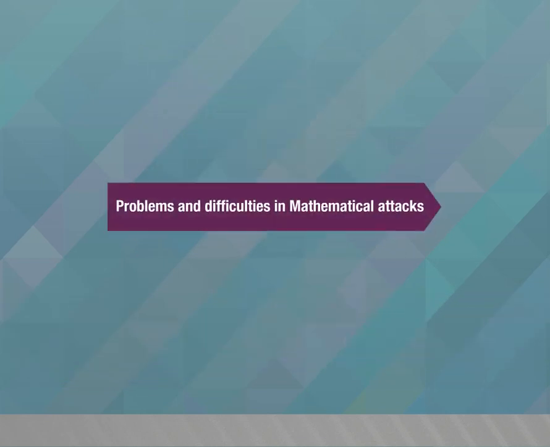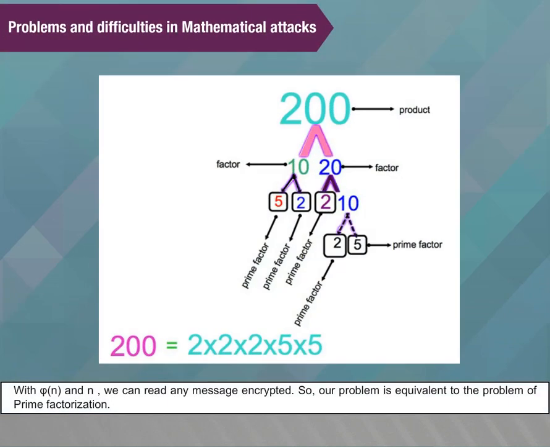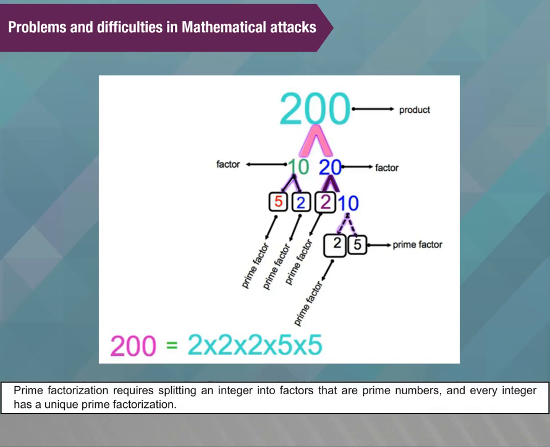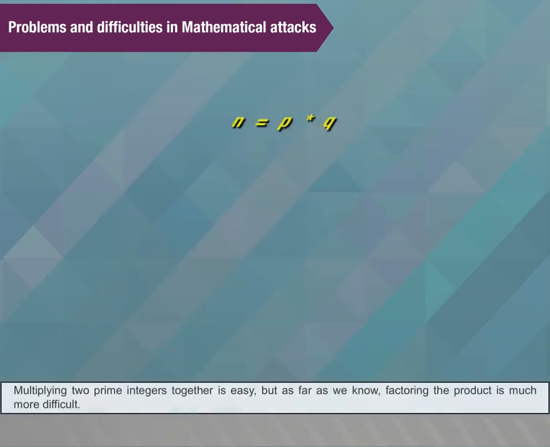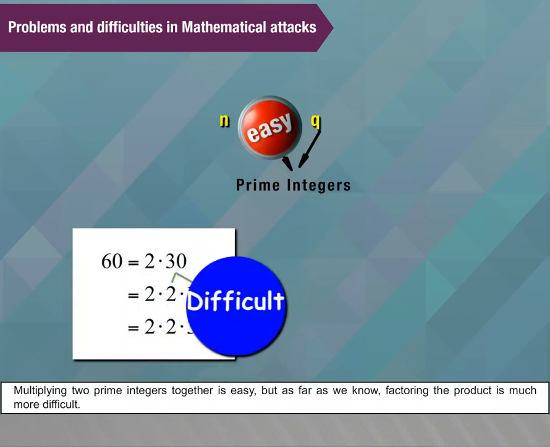Problems and difficulties in mathematical attacks. With φ(n) and n, we can read any message encrypted, so our problem is equivalent to the problem of prime factorization. Prime factorization requires splitting an integer into factors that are prime numbers, and every integer has a unique prime factorization. Multiplying two prime integers together is easy, but as far as we know, factoring the product is much more difficult.